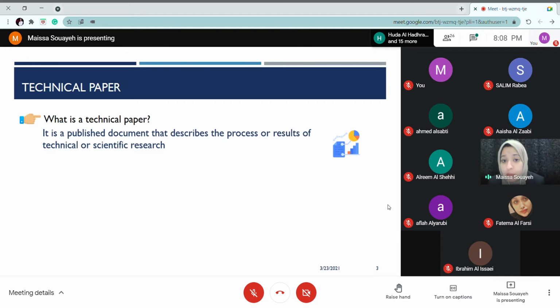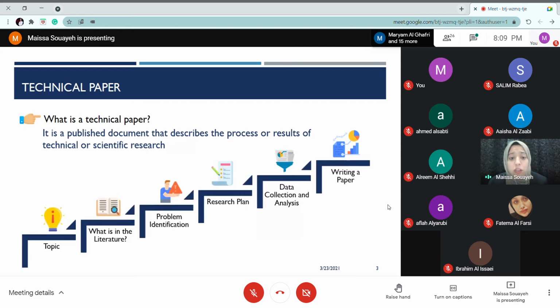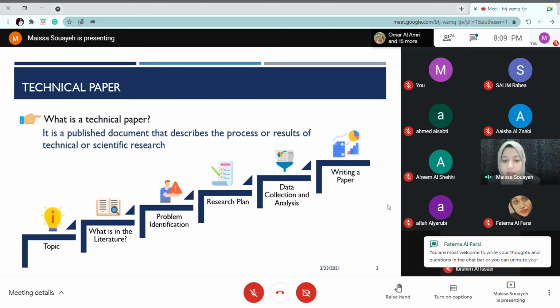Some people ask when writing a technical paper comes, at which stage: in the middle of the research, at the beginning, or at the end. So the steps to develop a research are as follows. First, it starts by selecting a topic. So you select a topic. There are endless topics. You say that I want to do my research in this topic.